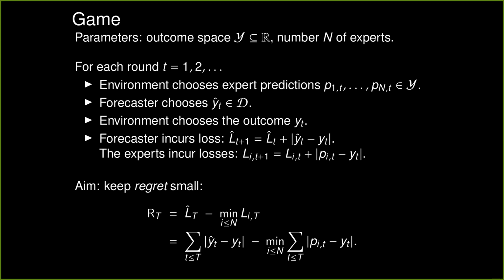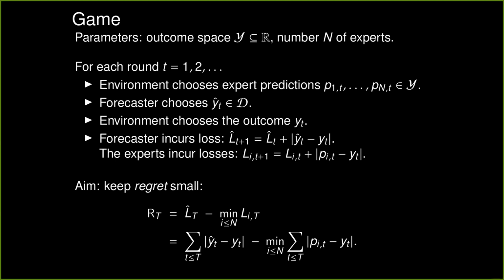Yes. So we will also look at the loss of the experts. The instantaneous loss is the absolute value of their prediction minus the true value, and the cumulative loss is denoted L_iT, the total loss up to round T. And we want to keep the regret small. The regret is the cumulative loss of the forecaster's predictions minus the loss of the best expert. So R_T we want to keep small.